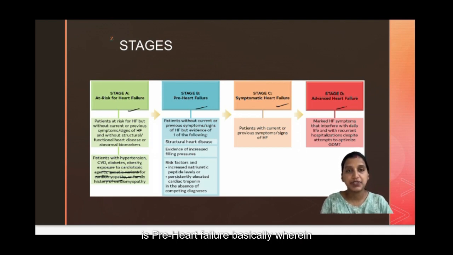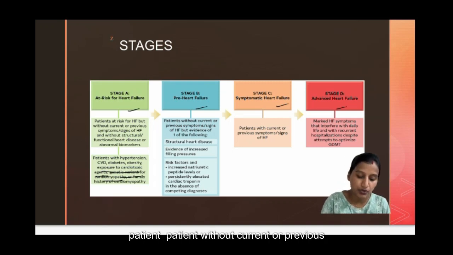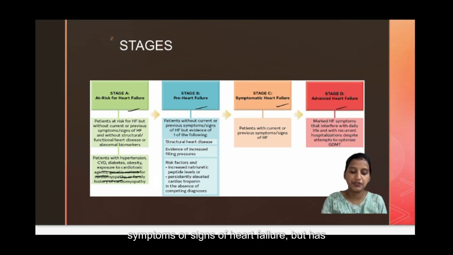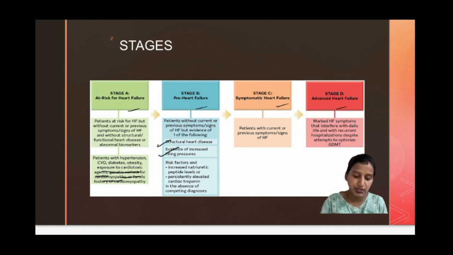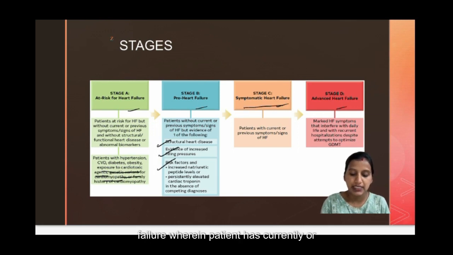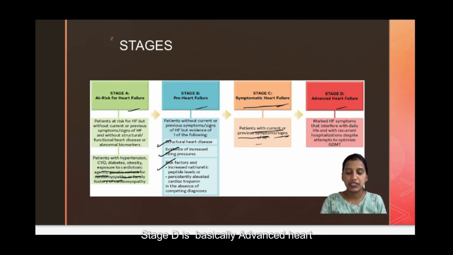In stage B, there is pre-heart failure basically, wherein the patient is without current or previous symptoms or signs of heart failure, but has evidence of one among these: structural heart disease, evidence of increased filling pressures, risk factors and increased natriuretic peptide levels, or persistently elevated cardiac troponin in the absence of a competing diagnosis. Stage C is symptomatic heart failure, wherein the patient currently has or has had previous symptoms or signs of heart failure. Stage D is advanced heart failure, which we'll be discussing in detail further.